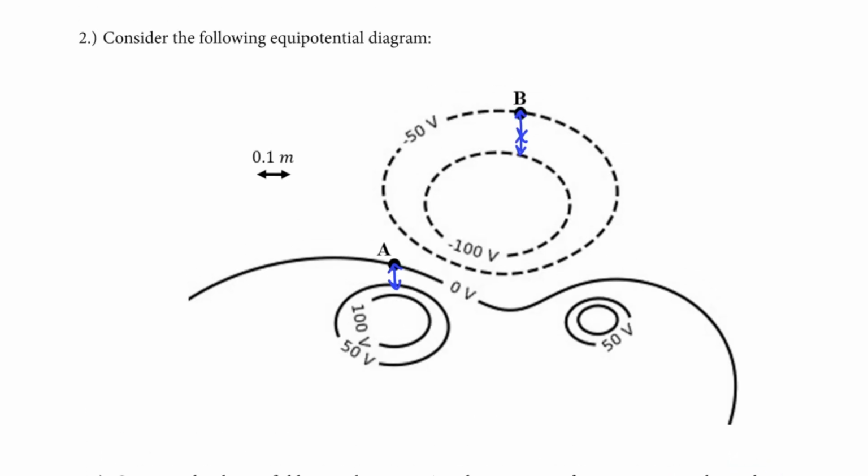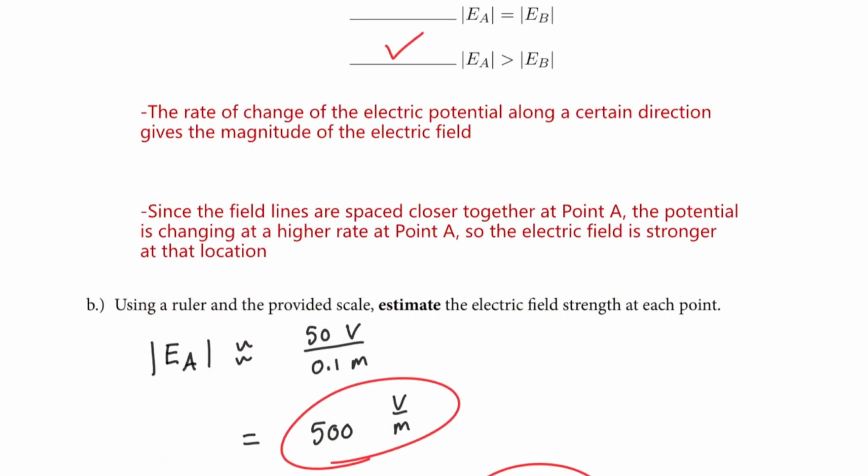And again, the key to making this work is that I made sure every adjacent equipotential was spaced by 50 volts. You can't do this analysis as easily if they're spaced by unequal amounts, but I can't imagine we would do that.